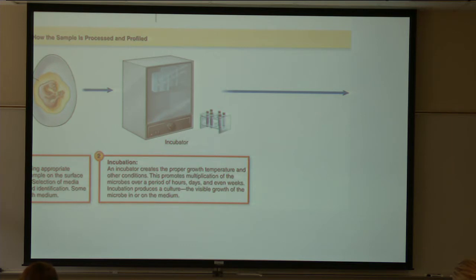Yep. Room temperature, human body temperature. Most bacteria like to grow between 20 and 40 degrees Celsius. That's the most common range for bacteria. Think about E. coli. Can E. coli grow on your countertop at room temperature?